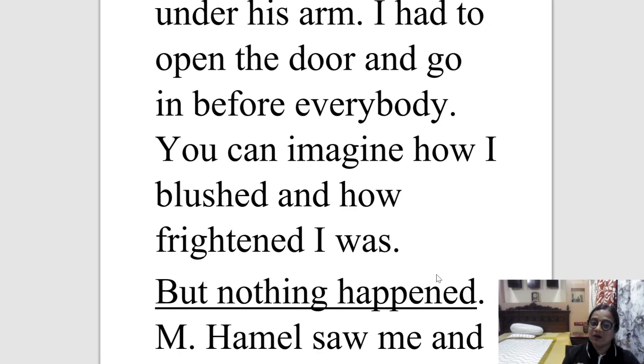So on that day, how was he? He was blushing because he was afraid because he was late for school. And of course, he was frightened of whom? Of M. Hamill. But you will find that on that last lesson day, M. Hamill was also a changed personality. He was also a teacher who had changed on that day. His entire appearance was different on that day. But nothing happened.